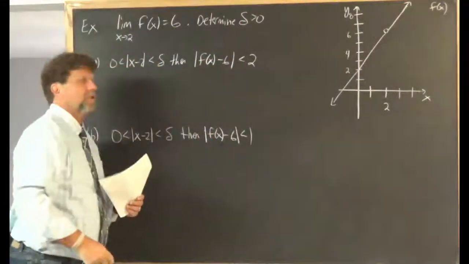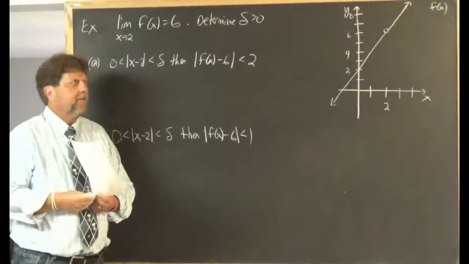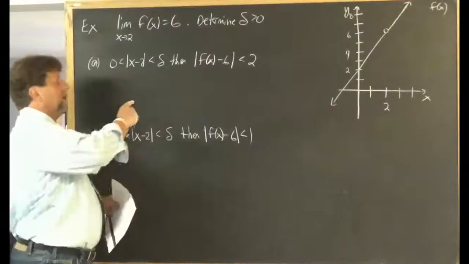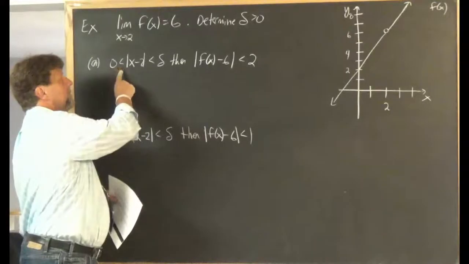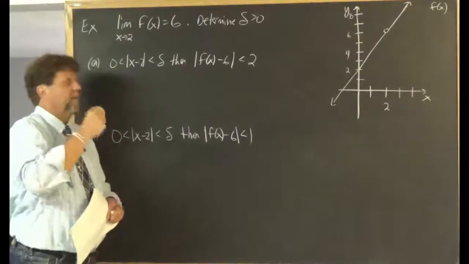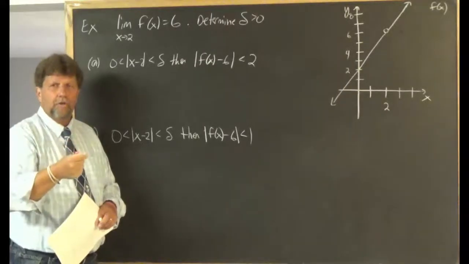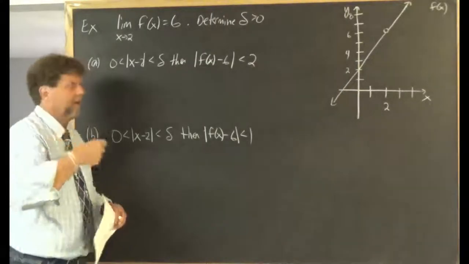Helps if I can spell determine correctly. We're going to determine the delta greater than 0, where if 0 is less than the absolute value of x minus 2 is less than delta, then the absolute value of f of x minus 6 is less than 2. So here's the game aspect.